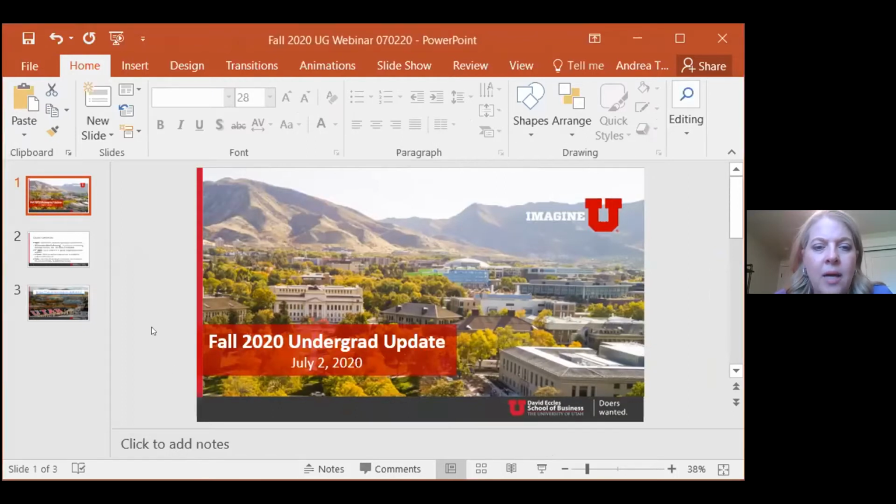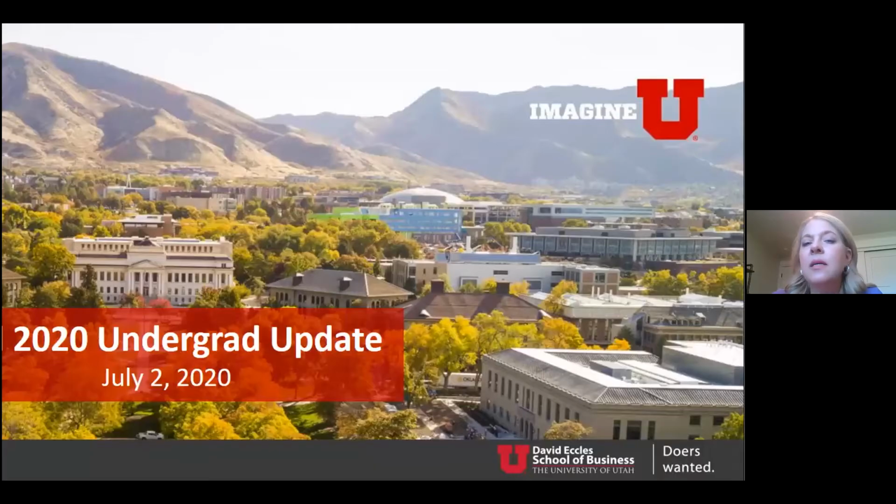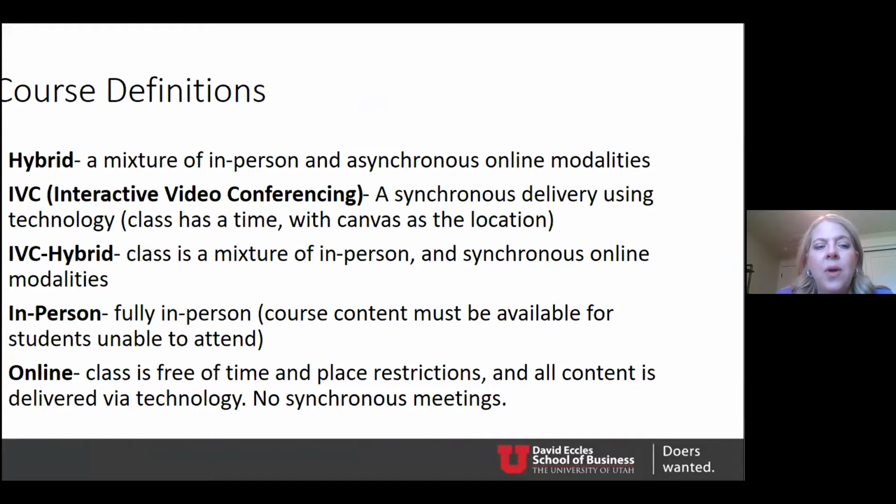So we've already talked about the types of classes that we have, but there's been some more fine tuning of the language that's in the schedule. So there are 5 different kinds of classes that you will see in the schedule. Hybrid is a mixture of in-person and asynchronous online. Asynchronous means that you can do it anytime. Synchronous means that the digital portion will be taking place during the class time. So if you see a course description of hybrid, that's going to be a mixture of in-person and asynchronous online modalities.